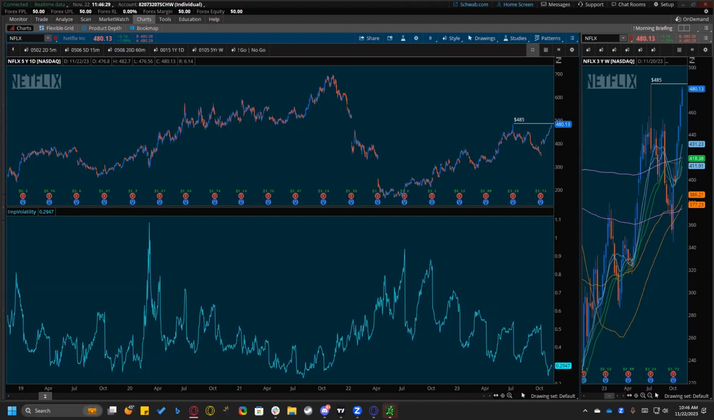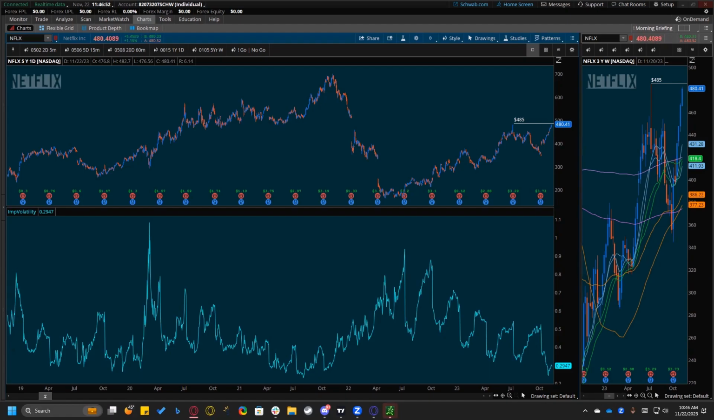IV crush. So what is IV crush? IV crush is a phenomenon where we see implied volatility get crushed out of the market. Right now on the screen, I have Netflix and I'm showing the daily chart. And in the lower section is a cyan line showing the implied volatility.